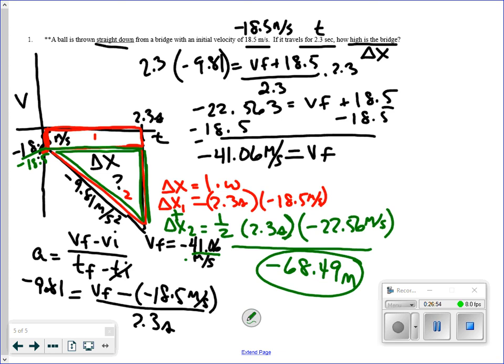Now, the way this question is phrased, how high is the bridge? This is how far the ball drops, or whatever it is, yeah, a ball. This is how high the bridge is. We would actually make it positive if we want to know how high the bridge is.